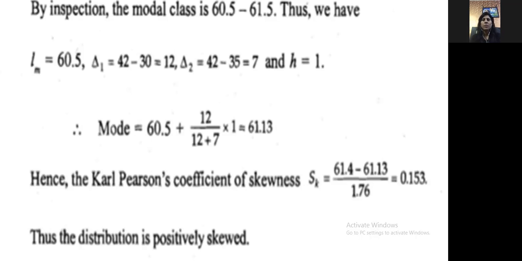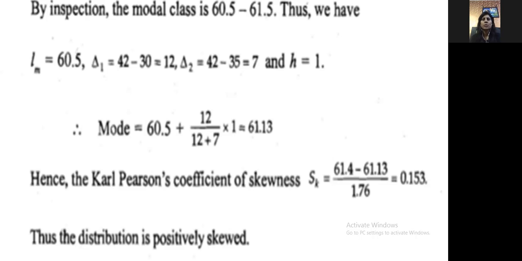The modal class we found is 60.5 to 61.5. That means we have the lower limit, delta 1, and delta 2. After putting this in the formula of the mode, we get the value of the mode as 61.13. I have already explained how to find the mode in the previous sessions. So we use that formula of the grouped frequency distribution to find the value of the mode, and here we get the mode as 61.13.